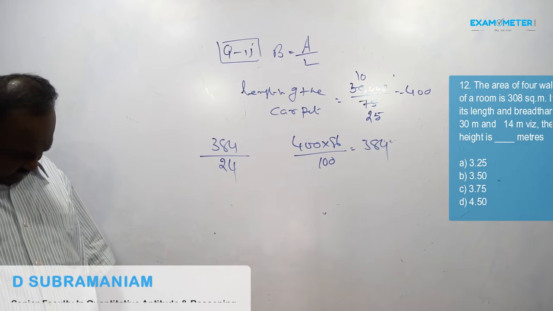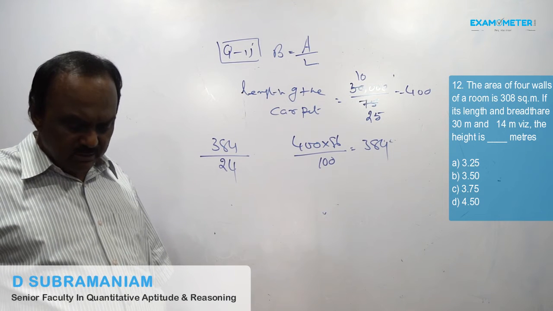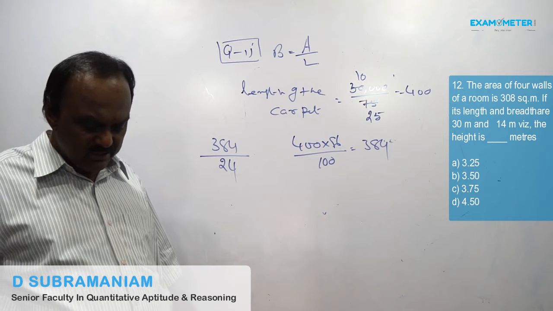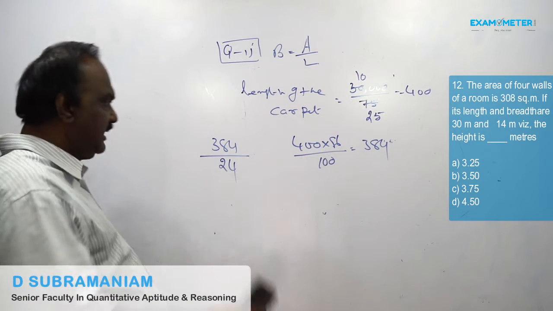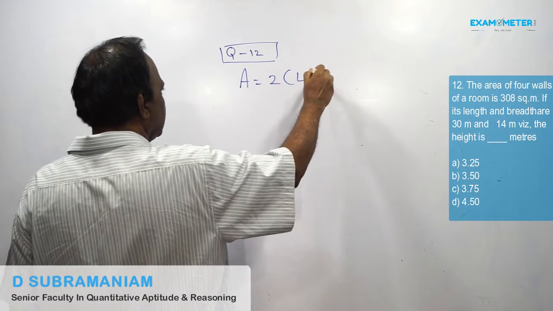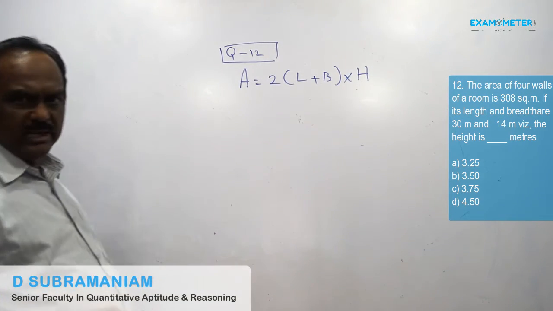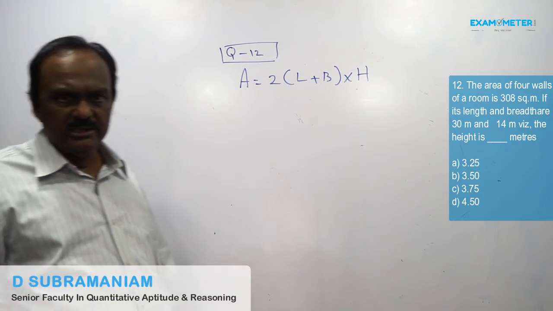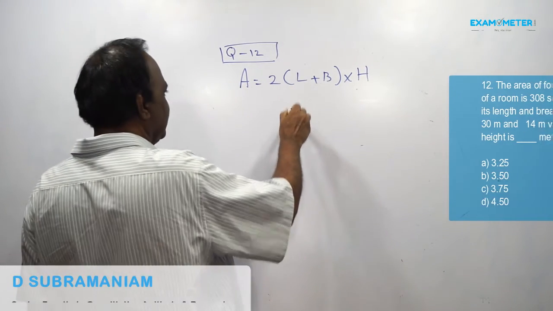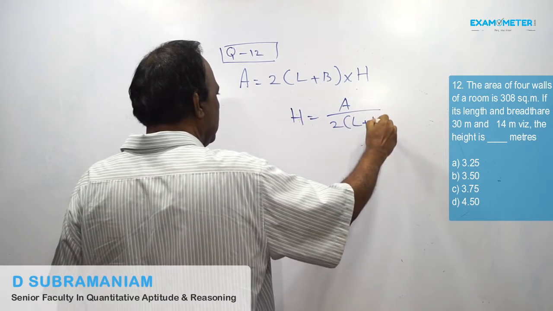Question number 12. The area of 4 walls of a room is 308 square meter. If its length and breadth are 30 and 14 meter respectively, its height is how many meters? Area of 4 walls of a room is 2 into L plus B into height. Therefore, height is equal to area by 2 into L plus B.